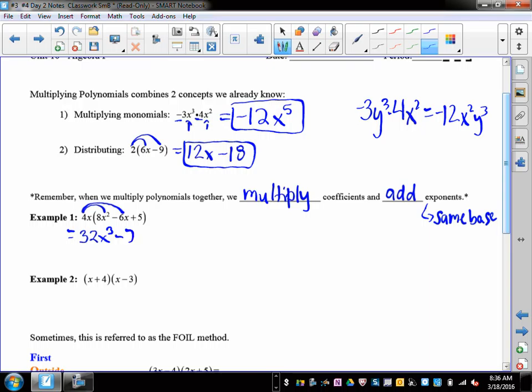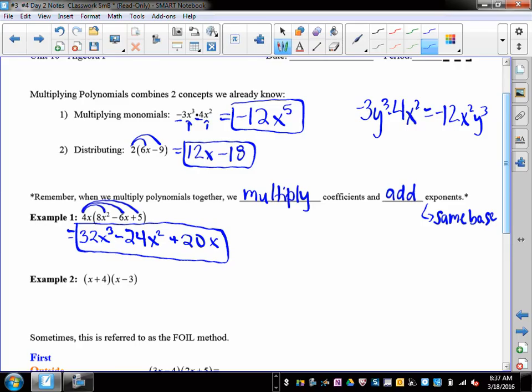Yes, negative 24. 4 times negative 6 is negative 24. And Katya, what's x times x? And x squared. Alright, then distribute it to your last piece. 4x times 5. So 4 times 5 is a positive 20. And x times, there's no other variable, is just x. Make sure it's in standard form. Make sure you've combined all like terms. And here we've already got that. Okay, questions on that?